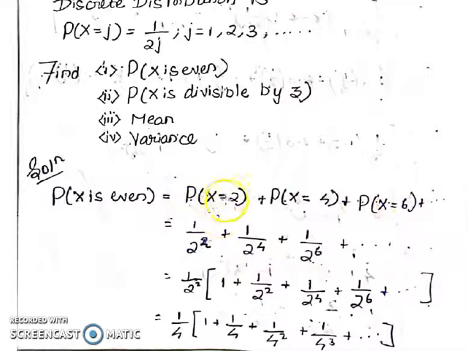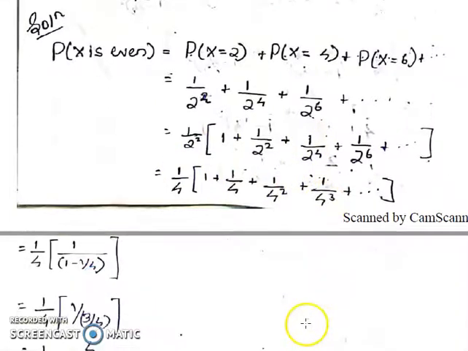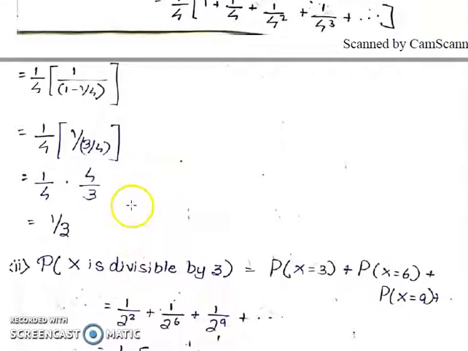If x is an even number, that means 2, 4, 6 likewise. So if you put x equal to 2 here, 1 by 2 square, sorry, 1 by 2 square, 1 by 2 power 4, 1 by 2 power 6 and so on. So what is the common term here? 1 by 2 square, right? So then simplifying, 1 by 4 times 1 plus 1 by 4, we can write like this: 1 by 4 square, 1 by 4 cube. Now apply the geometric series formula. This is 1 by 4 as it is. The formula here is 1 by 1 minus x. Instead of x we have 1 by 4. Put here 1 by 4. After simplification we get 1 by 3.